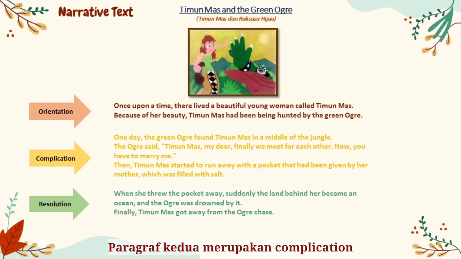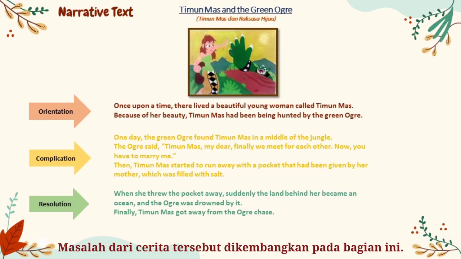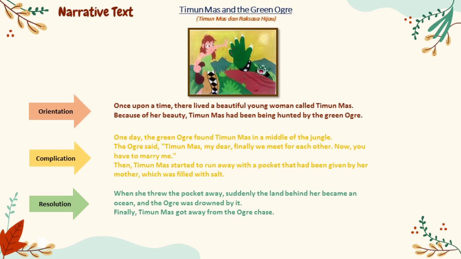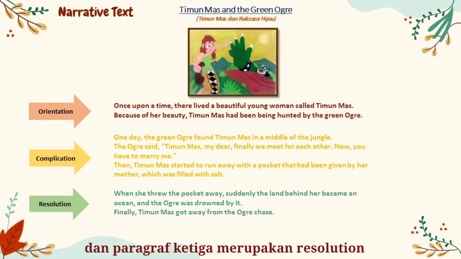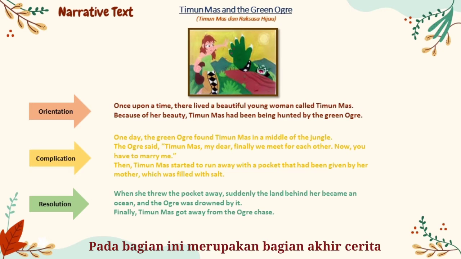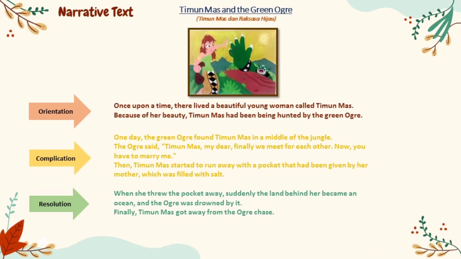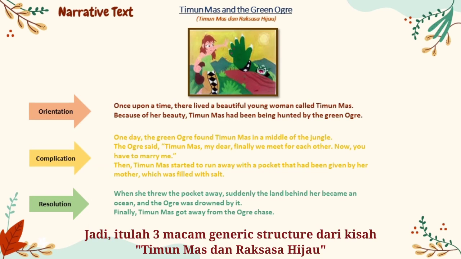The second paragraph is complication. The problem of the story is developed in this part, that is, the ogre wants to marry Timun Mas, but Timun Mas rejects it. And the third paragraph is resolution. In this part, it is the ending of the story, where the problem of Timun Mas was solved. So, those are the three kinds of generic structure from the story Timun Mas and the Green Ogre.